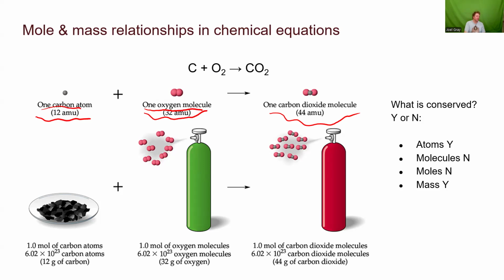Now, with that in mind, this all scales. So one carbon atom has a mass of what are known as 12 atomic mass units. One oxygen molecule has a mass of 32 atomic mass units, and those two will come together to make carbon dioxide, a single carbon dioxide molecule with a mass of 44 atomic mass units. 12 plus 32 is 44.